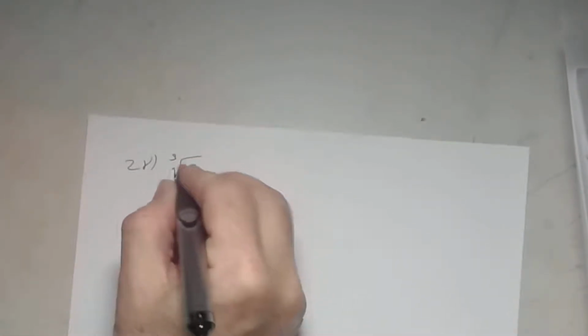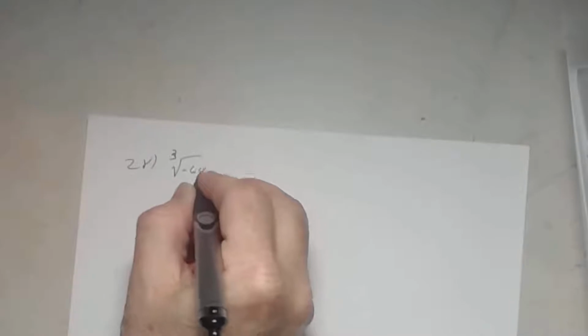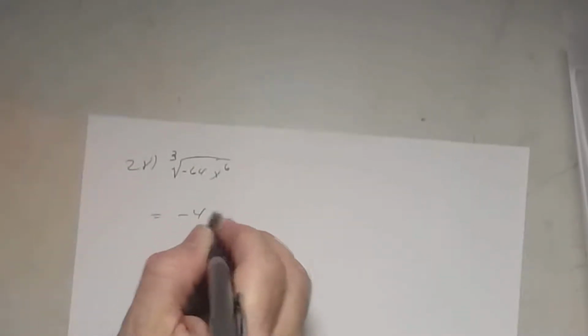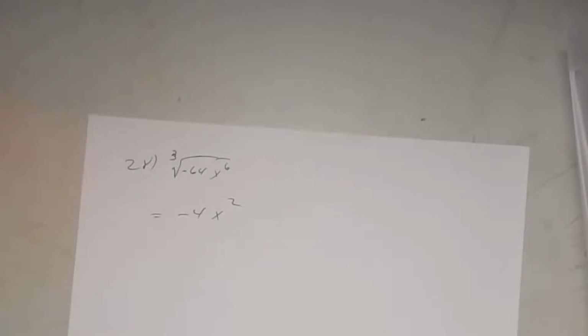All right, what about 28? You have the cube root of negative 64 x to the 6. So you'll be able to get the variable right away. But what's the cube root of negative 64? That's what you have to think about. What times itself? Not 4, but negative 4. So the answer is negative 4 x to the second. Because negative 4x squared times negative 4x squared times negative 4x squared is negative 64 x to the 6.